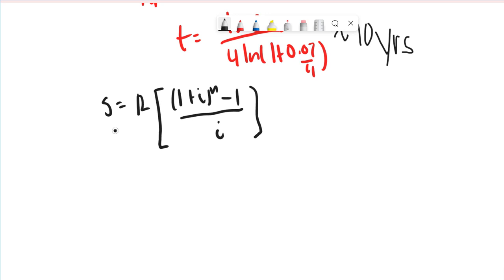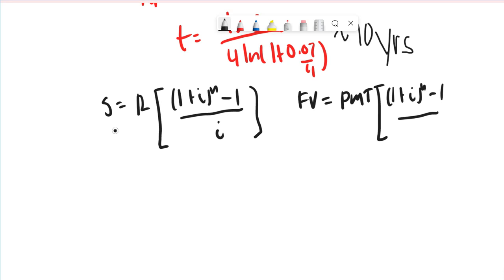Now the way that I normally do it though is that I use future value equals the payment multiplied by 1 plus i raised to the n, minus 1, divided by i. So the only thing that I'm doing differently is I'm using R as payment, and FV is the sum of the series of payments.